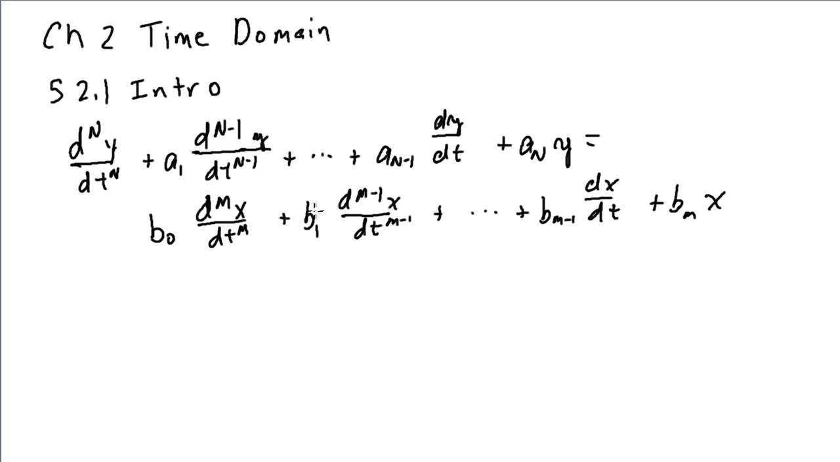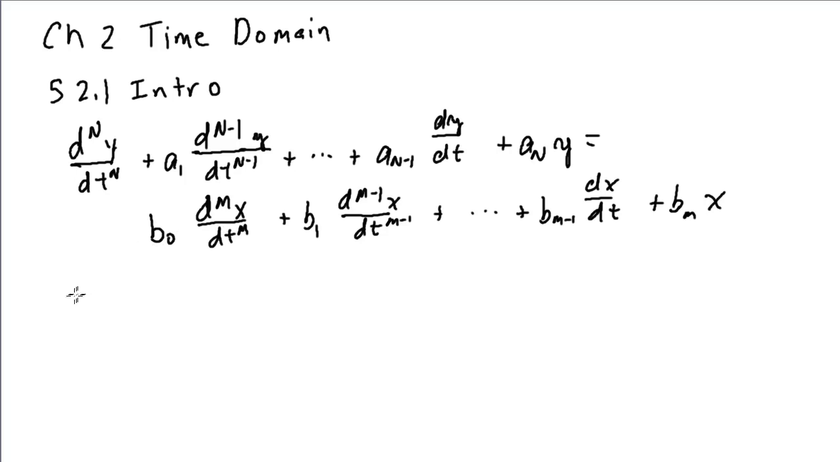The y terms all involve the a coefficients. Notice that on the highest order derivative term, there's an assumed multiplier of 1 here. We can always force that term to be 1 by dividing both sides of the equation by whatever that term is. So this is a general representation of a differential equation where the a's are associated with the output or y terms, and the b coefficients are associated with the input terms.